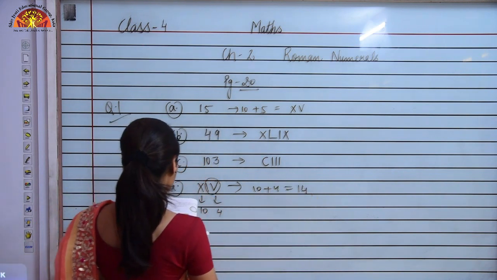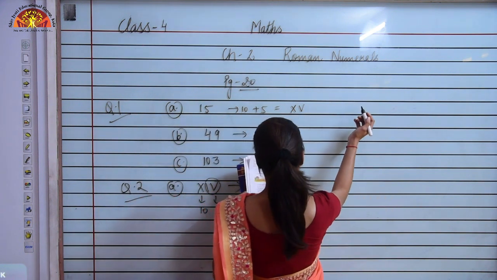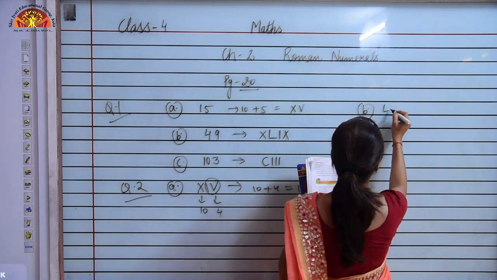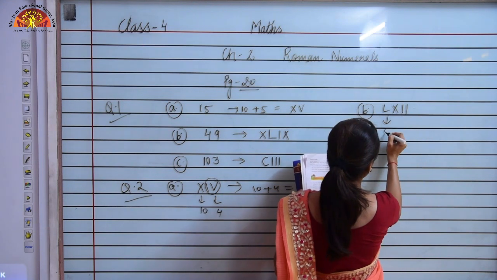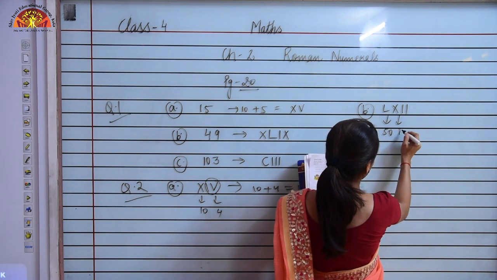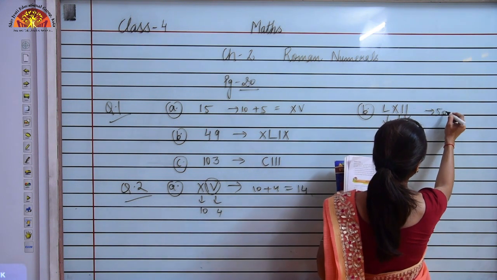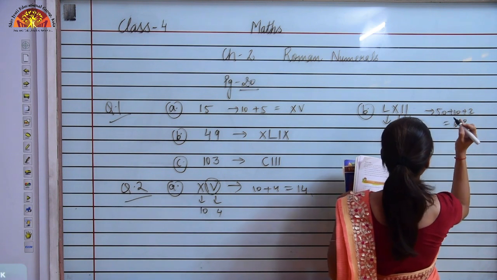Okay students. Now let us see B part. Now B part is LXII. See, now this is 50, this is 10 and this is 2. So this will be 50 plus 10 plus 2, which is 62.